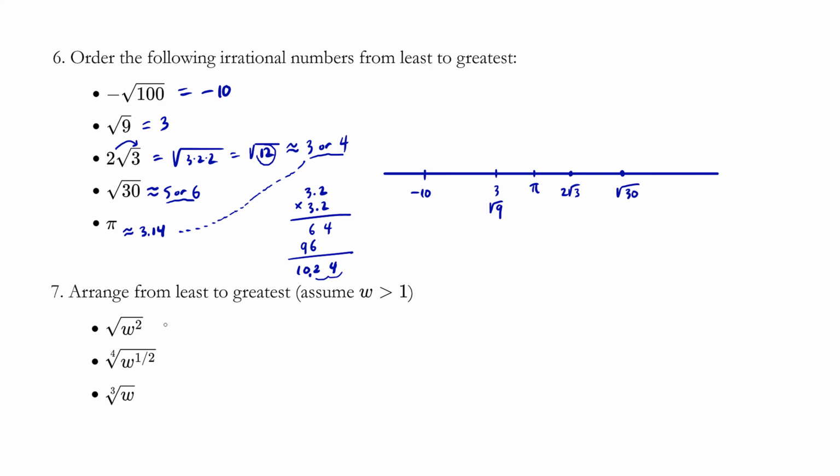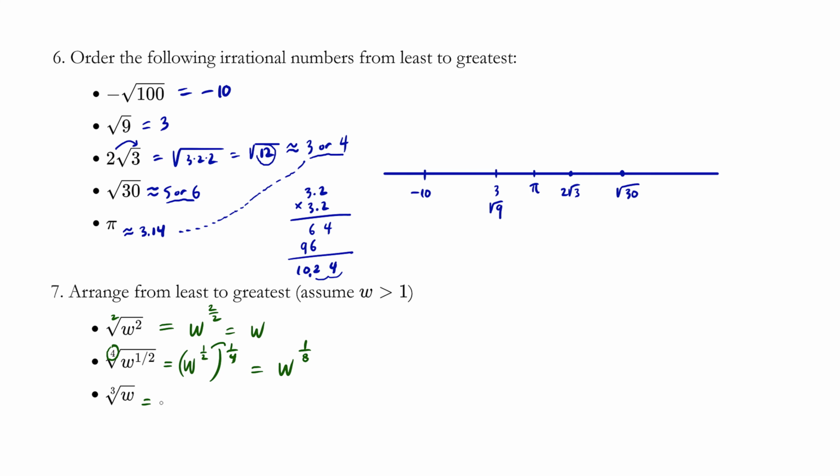Let's try question number 7. We're going to try to arrange this from least to greatest. Let's rewrite these as fractional exponents. W to the 2 over 2. There's a hidden index of 2 here, which is equal to W to the 1, or just W. And here, for the second one, we have W to the 1/2, all to the exponent 1/4. Because this fourth root actually means exponent 1/4. Exponent of exponent, we multiply, and so this is W to the 1/8.